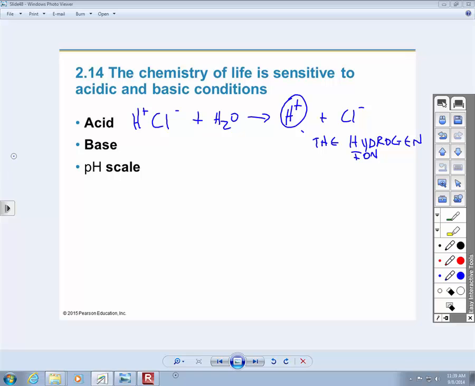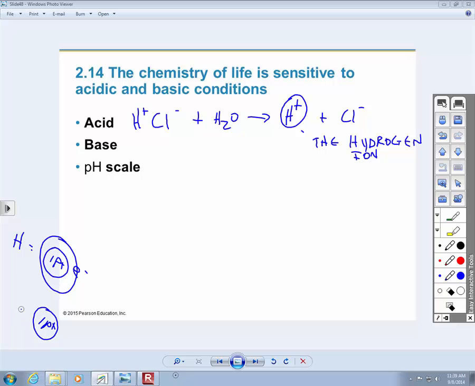And the reason they call it a hydrogen ion, you have hydrogen, you have one proton and one electron. That's a complete hydrogen. But if I take the electron off of it, the only thing I have is a proton. I don't have the electron going around.